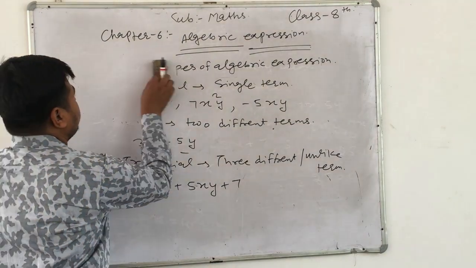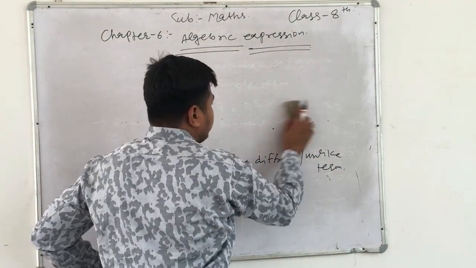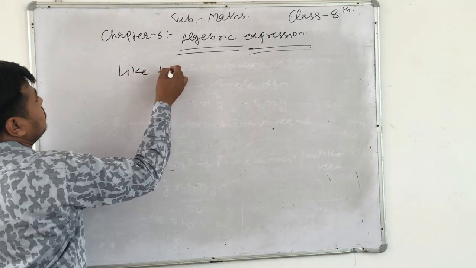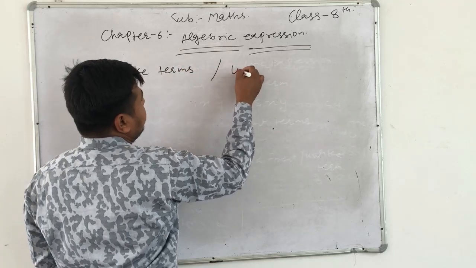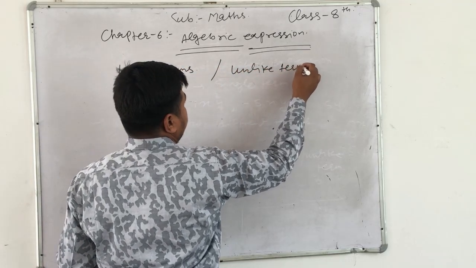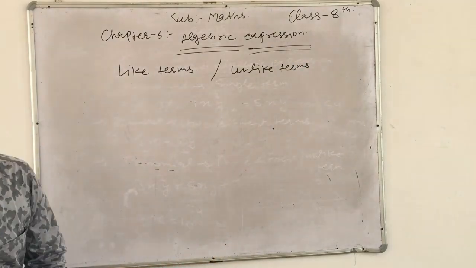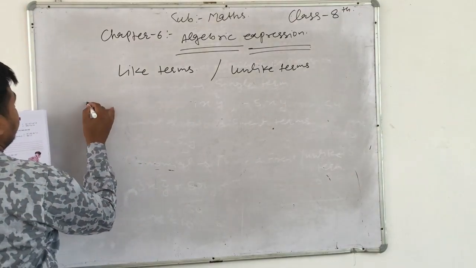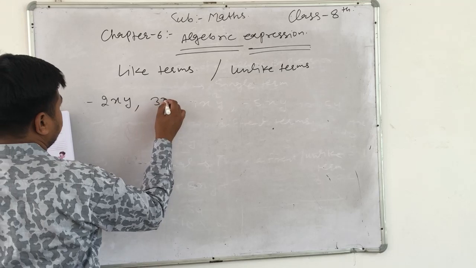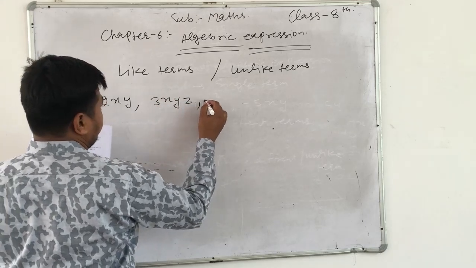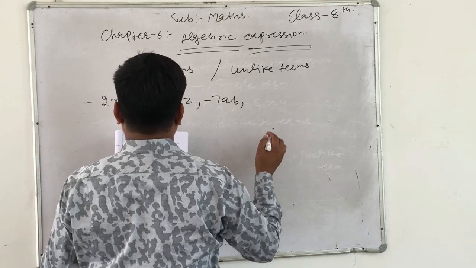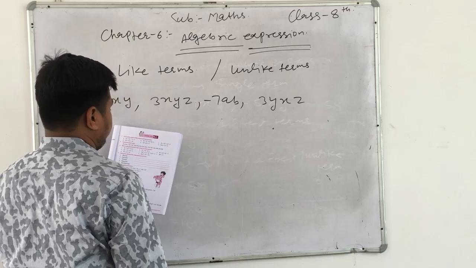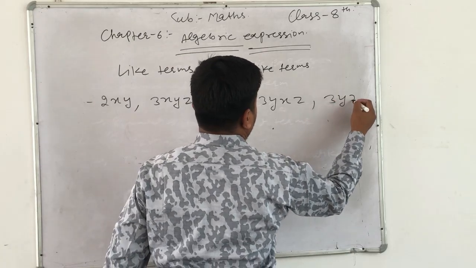What are like terms or unlike terms? Define like term and unlike term. Let's see how we will define like terms and unlike terms. Here I will write some expressions. Identify the like terms and unlike terms, like minus 2xy, 3xyz, minus 7ab, 3yxz, and 3yx.